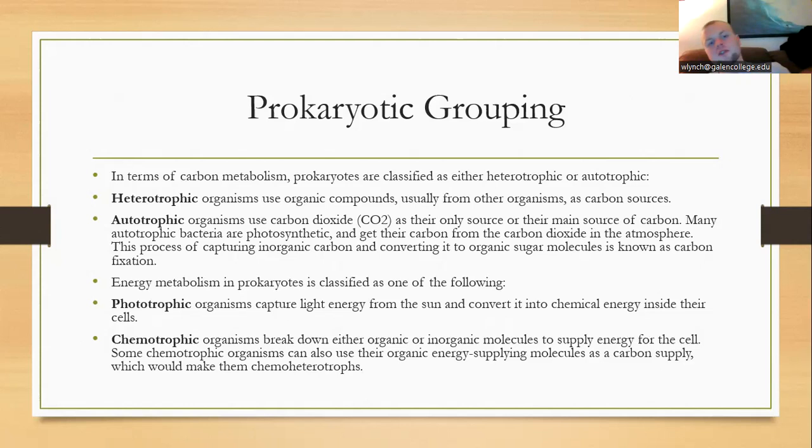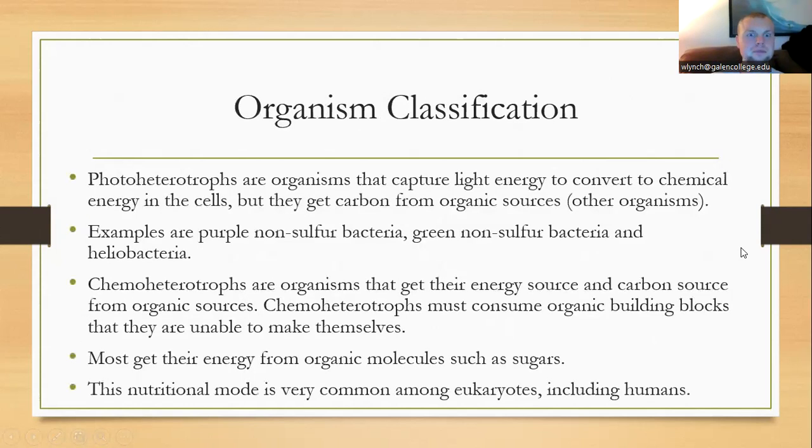We also see energy metabolism classification. Phototrophs, ones that capture light and convert it to chemical energy. Chemotrophs, ones that break down organic or inorganic compounds to supply energy for the cell. Some of our chemotrophic organisms are able to use organic energy supplying molecules, which makes them chemoheterotrophs. To classify something as organic, we're going to have to be able to put it into an organic category. So we have to make it in the realm of living things or in the realm of a product of a living constituent.